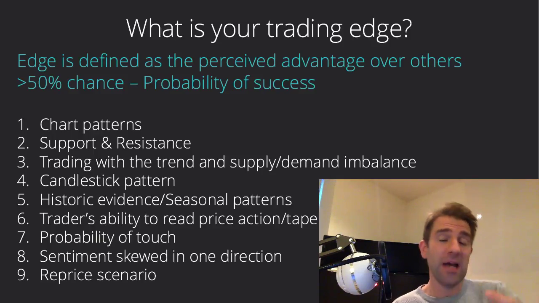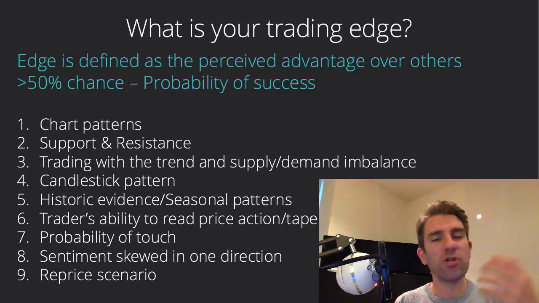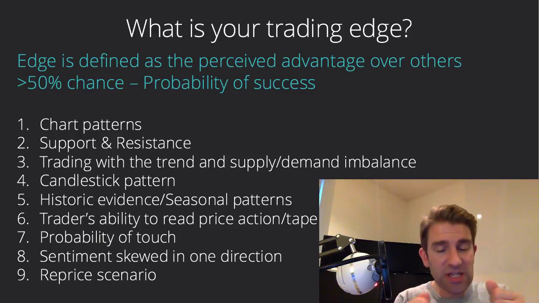So the first one is a pretty obvious one. It's chart patterns. As traders, we look at chart patterns, we look at things like head and shoulders, double tops, double bottoms, all those kind of things. And we look to see if we can see that chart pattern and make a decision on that.